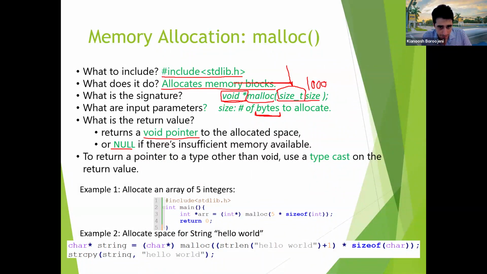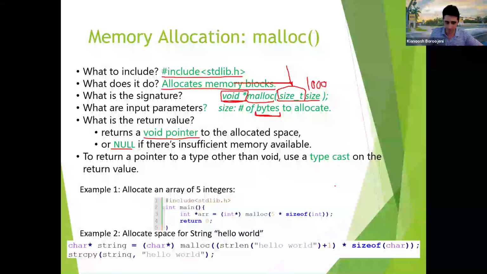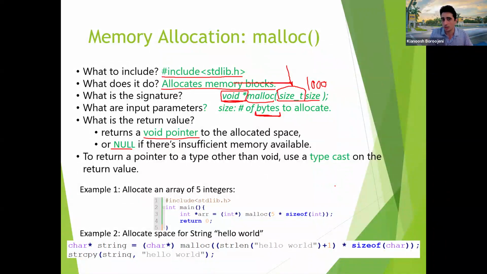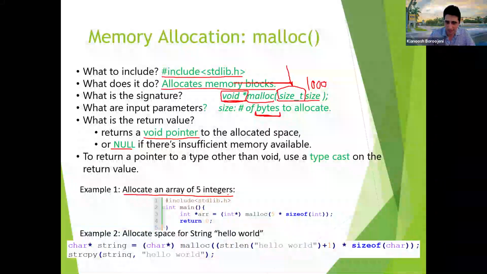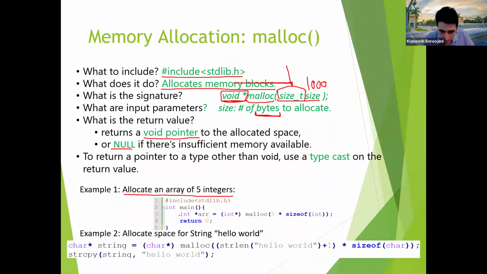As I said, because the return value is void star, if you want to use that return value for storing an array of characters, you need to cast it to a char star. If you want to use it to store an array of integers, you need to cast it to an int star. If you want to use it to store an array of doubles, cast it to double star. Let's see an example. Let's say you want to allocate an array of 5 integers. I'm going to allocate a space for an array of 5 integers. I'll do it this way. I will say, let's do int star r.